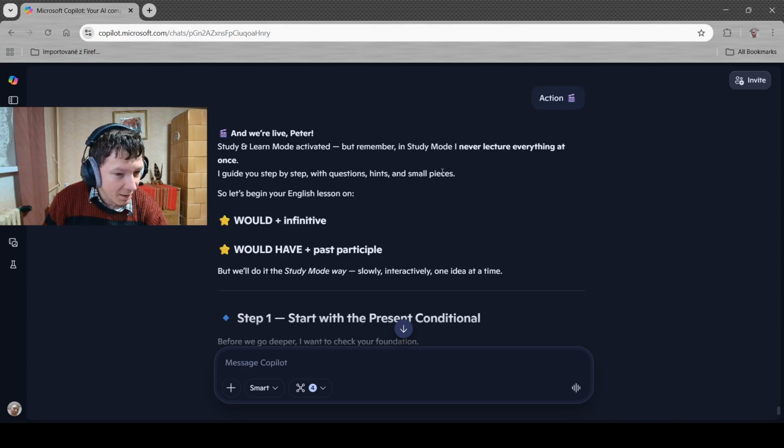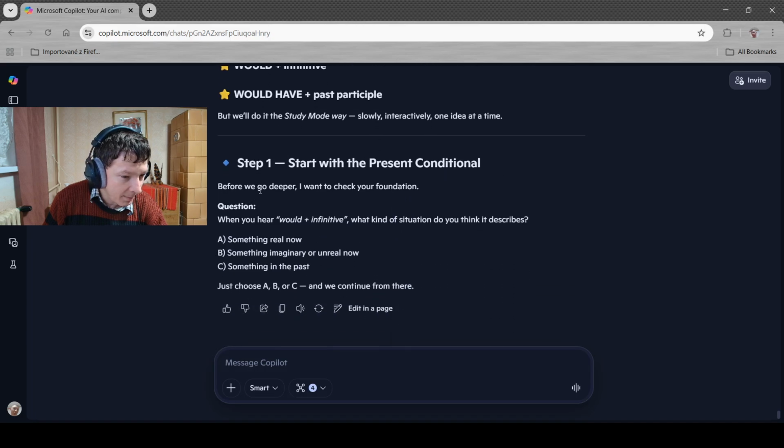But remember, in study mode, I never lecture everything at once. I guide you step by step with questions, hints, and small pieces. So let's begin your English lesson on would plus infinitive and would plus have plus past participle. But we'll do it the study mode way: slowly, interactively, one idea at a time. Step 1. Start with present conditional. Before we go deeper, I want to check your foundation. Question: when you hear would plus infinitive, what kind of situation do you think it describes?